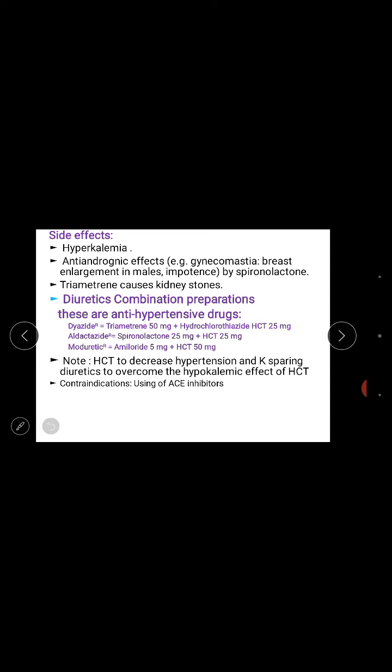Triamterene causes kidney stones. Diuretic combination preparations, like triamterene plus hydrochlorothiazide: hydrochlorothiazide to decrease hypertension, and potassium sparing diuretics to overcome the hypokalemic effect of hydrochlorothiazide. Contraindication: ACE inhibitors should not be combined with these drugs. Thiazide diuretics are first line drugs. You will combine them with potassium sparing diuretics, because thiazide diuretics cause hypokalemia, potassium level will decrease. When you give a potassium sparing diuretic, it will increase the potassium level. That's it.